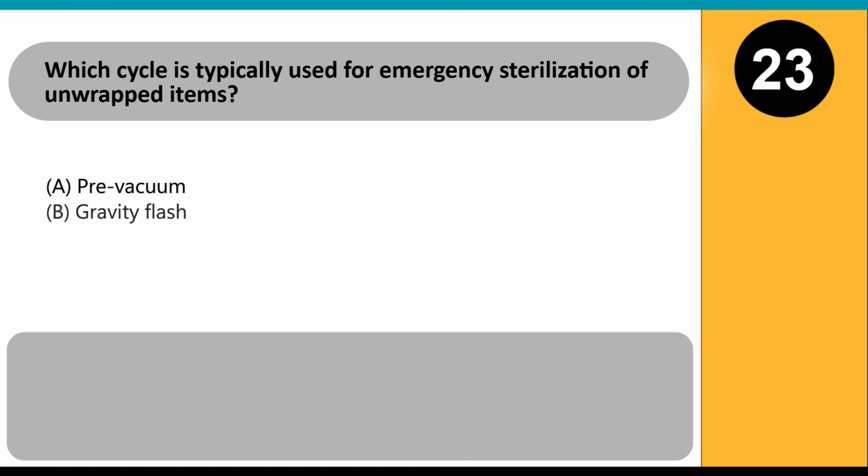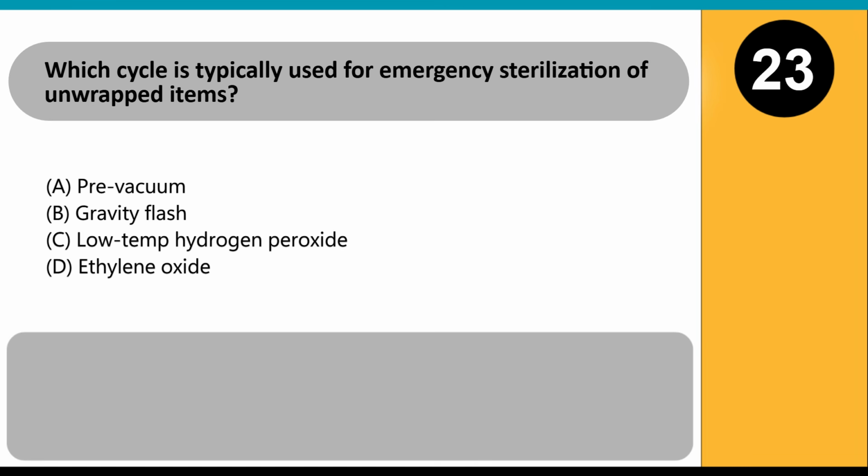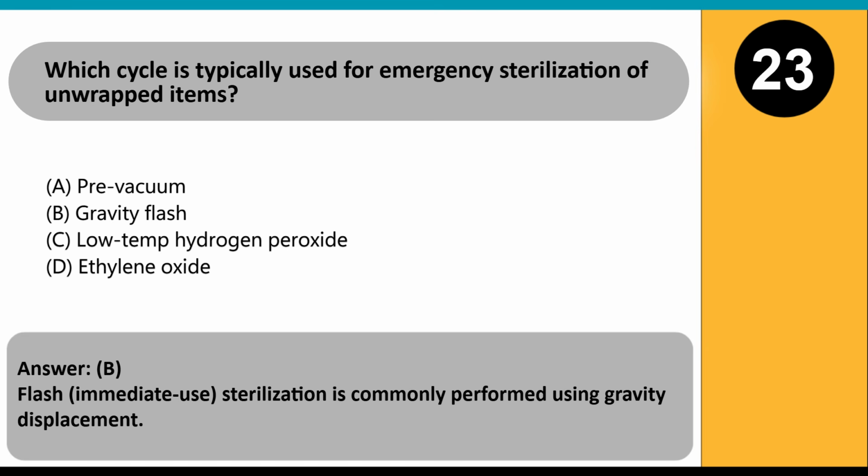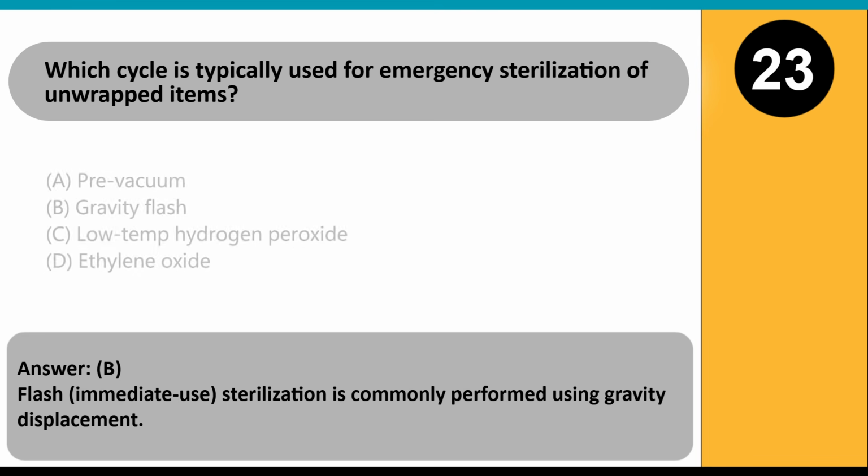Which cycle is typically used for emergency sterilization of unwrapped items? A. Pre-vacuum, B. Gravity flash, C. Low-temp hydrogen peroxide, D. Ethylene oxide. Answer B. Flash, immediate use sterilization is commonly performed using gravity displacement.